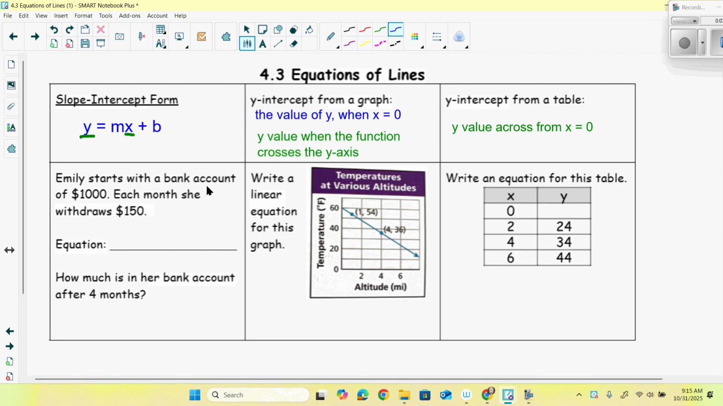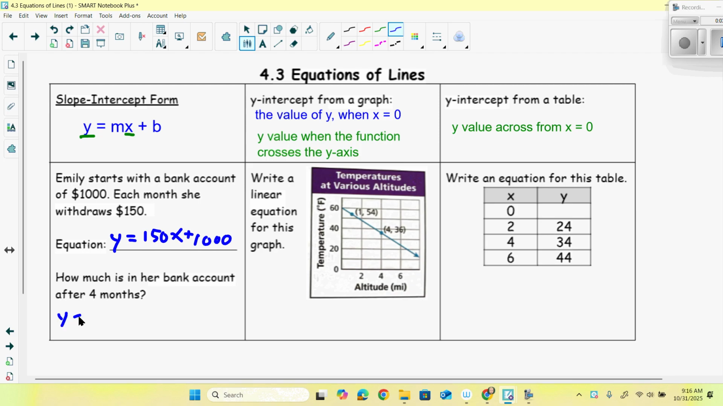So for instance, Emily starts with a bank account of $1,000. Well, that's pretty obvious. She starts at $1,000. And each month it changes by $150. Well, that means if x is my months, then if 0 months go by, I have a y-intercept of 1,000. But if 1 month goes by, I do 150 times 1, add it to my original amount. If 7 months go by, I can find the value in her bank account by doing 150 times 7 and then adding to 1,000.